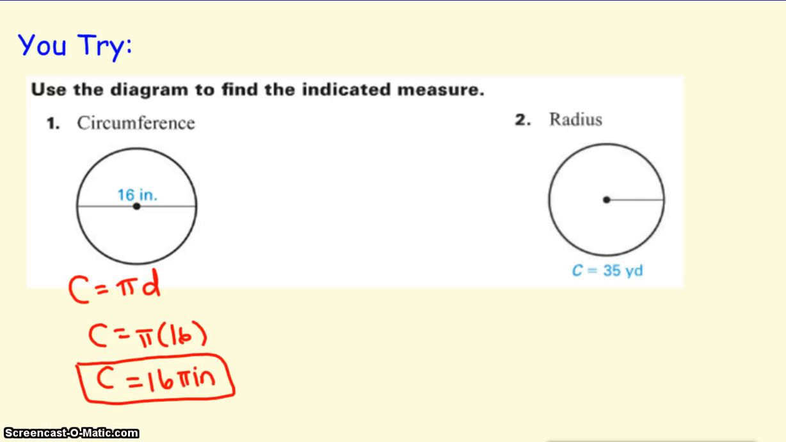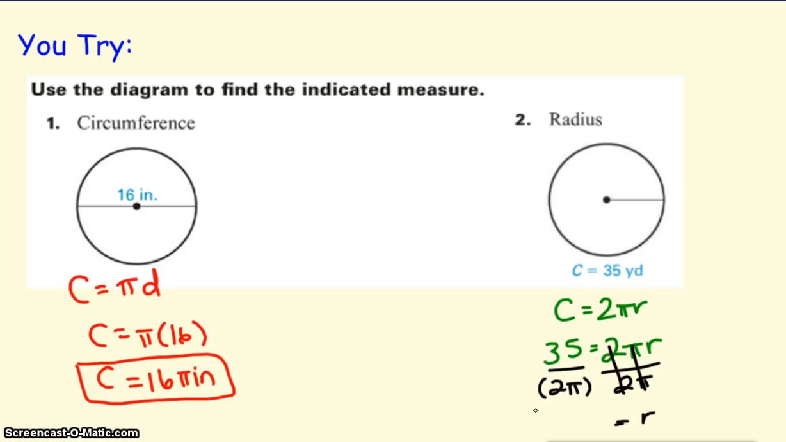For number 2, you are actually given the circumference and asked to find the radius. So circumference equals 2 pi r. Circumference is 35. So now it's our job to solve for r. So divide both sides by 2 pi. Now if you're putting this in your calculator with the divide button, make sure you put parentheses around the 2 pi. The 2's and the pi's simplify to 1, so I'm left with r on this side equals, and 35 over 2 pi is 5.6 yards.